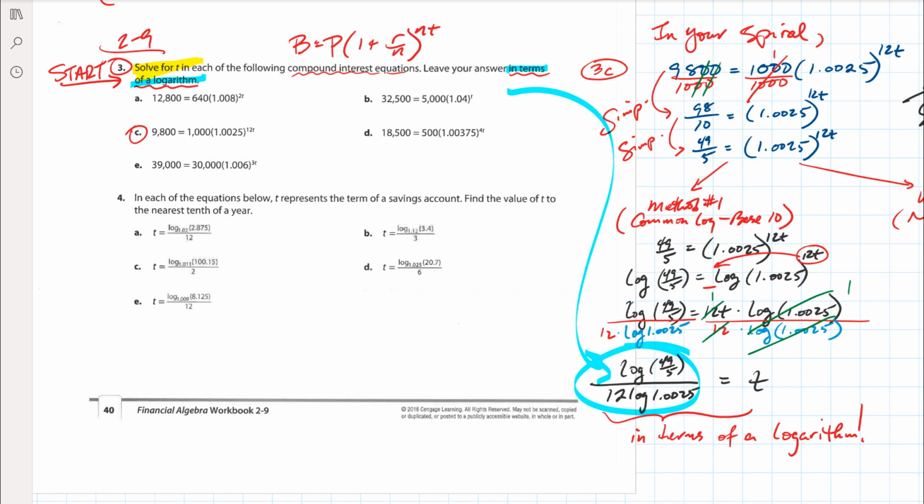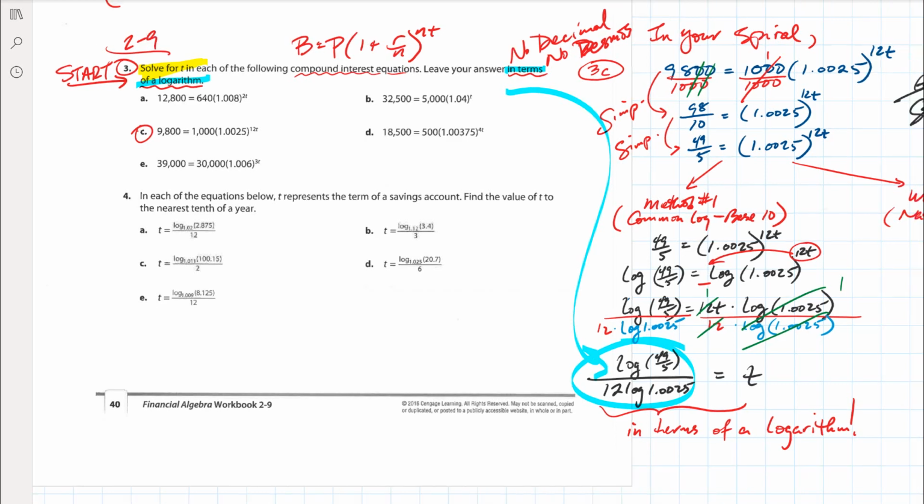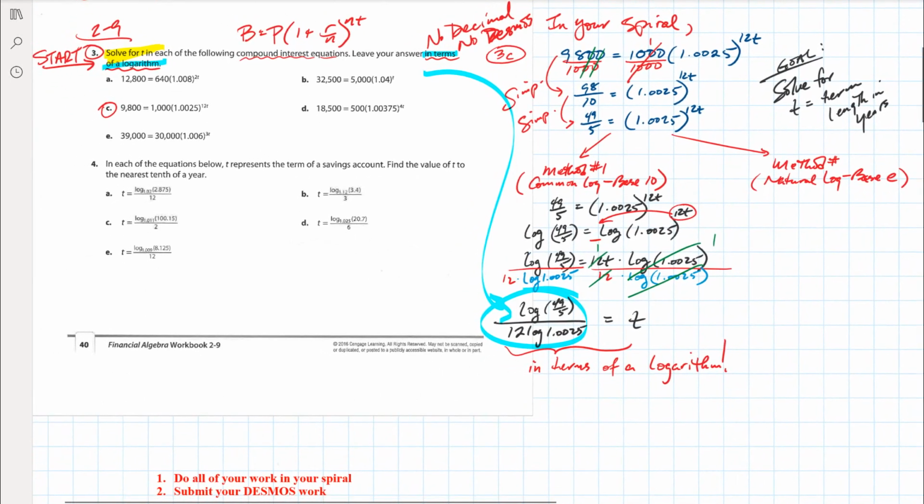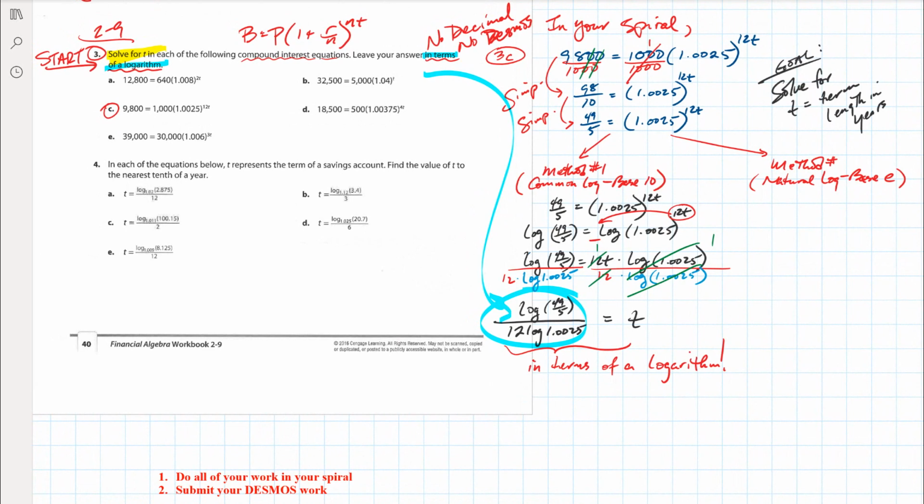Anyways, that's our result. So we don't want a decimal here. So no decimal, no Desmos. Not when it says this. If it says find the exact answer in terms of, let's say, the nearest tenth, then you go to Desmos and you get a decimal. But right now it just says write your answer in terms of a logarithm. And that is how it's done. Now, you do not have to do it using the common log. You could use it with the natural log.